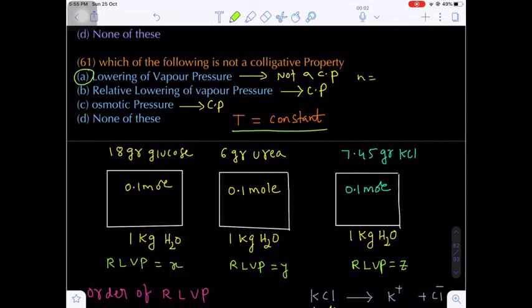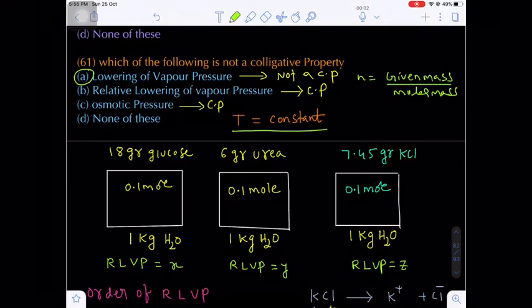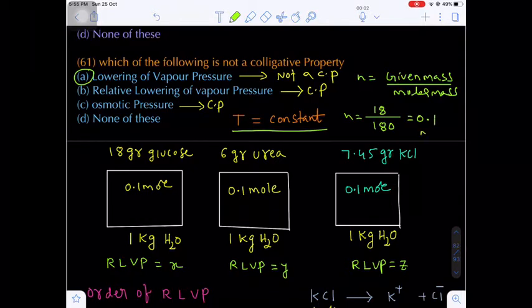How to find the number of moles? Number of moles will be equal to given mass divided by molar mass. Do you know what is the molar mass of glucose? That will be 180. Molar mass of glucose will be 180 and the given mass of glucose will be 18 grams. So how many moles of glucose is there? 0.1 moles of glucose in the first container. That means this will correspond to a 0.1 molal solution, because the solvent is 1 kg.